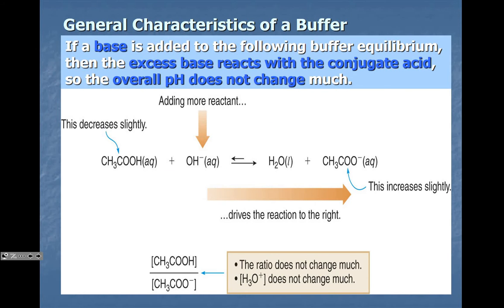Base is going to be the same thing, but with the base, it's going to react with the weak acid in the buffer. And it drives it forward so that we get a weak base instead of a strong base. That strong base is sort of mitigated, and we only get a small change. The ratio doesn't change much. The H3O+ doesn't change much because of that, because it's not reacting with the water. It's reacting with the weak acid or the weak base.